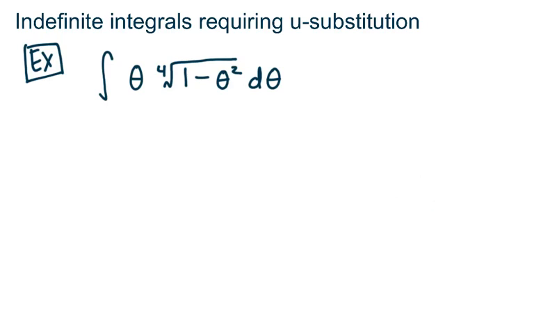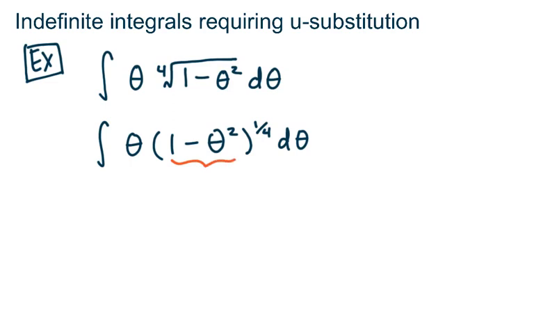So in this example, we're dealing with the integral of theta times the fourth root of 1 minus theta squared d theta. So one thing that we often do is we take fourth roots or any sort of radical in calculus and we rewrite it as a rational power. So in this situation, now I see I have an expression here in a power. So that's going to be what we will let equal U. I'm going to say let U equal 1 minus theta squared.